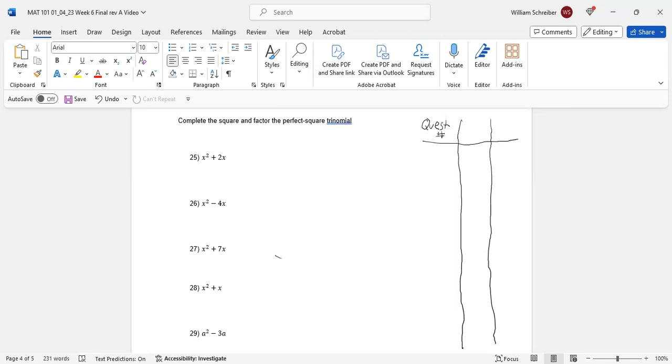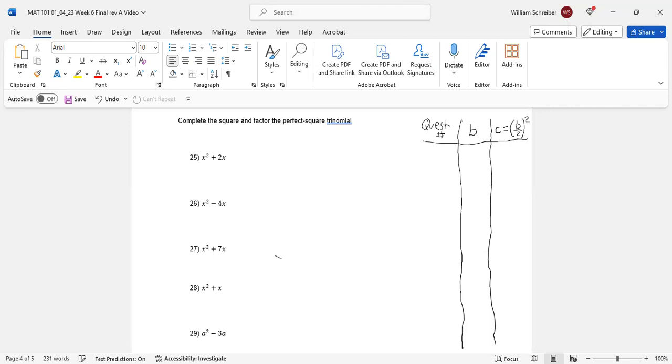Next column, we're going to put our value of b. We're dealing with quadratic equations, and I'll explain what b is in a second. Third column, we have to compute a value of c. That's what completing the square is: adding that missing value of c. And how do we get that? We use this formula here: c equals open parenthesis b over 2 close parenthesis squared.